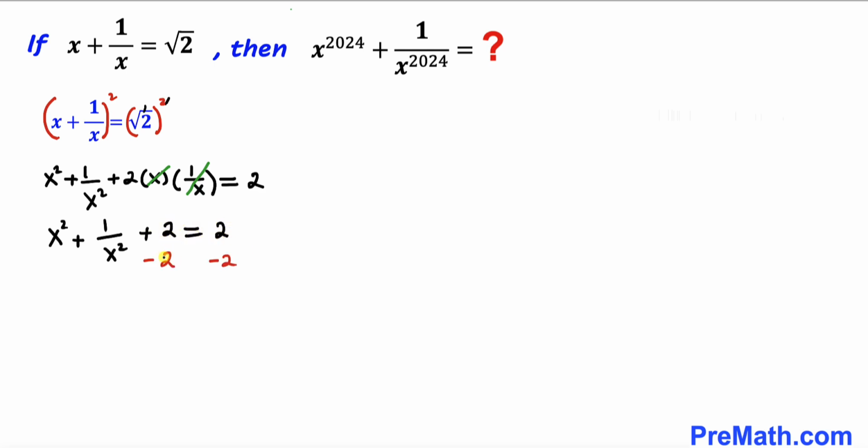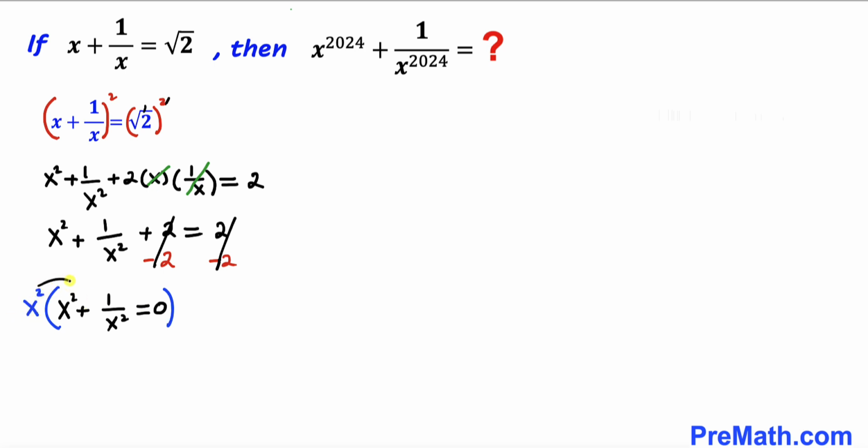Let's go ahead and subtract 2 from both sides. This is gone and this is gone as well on the right hand side. So therefore we got x square plus 1 divided by x square equals 0. And now let's go ahead and remove this fraction by multiplying across the board by x square.